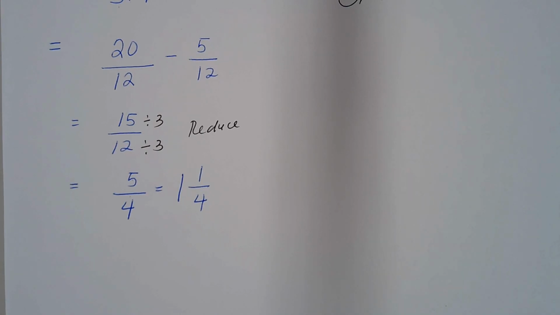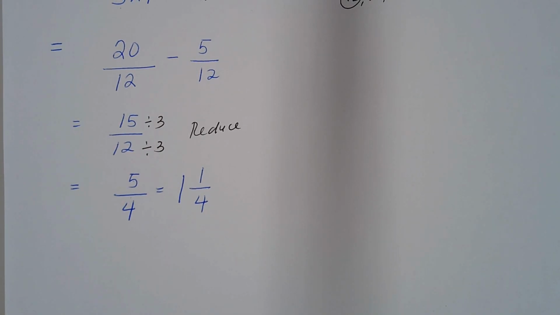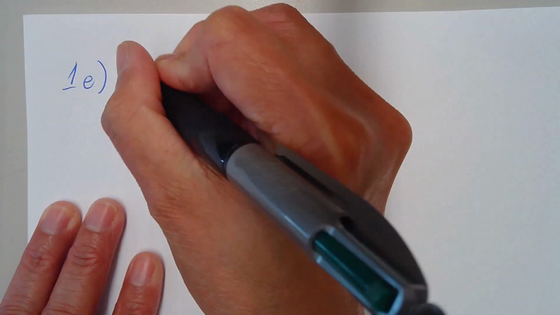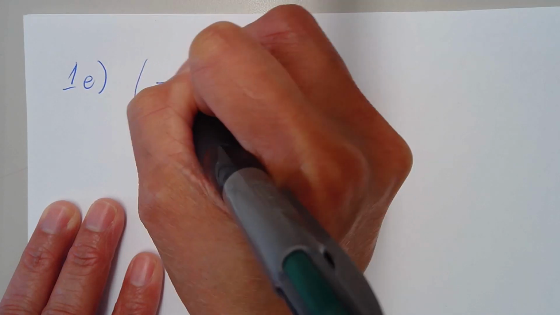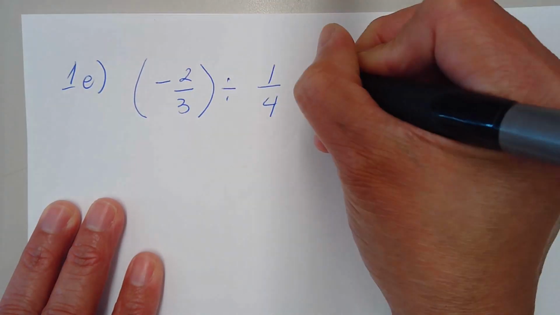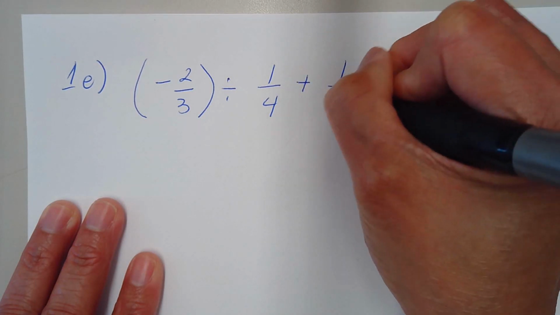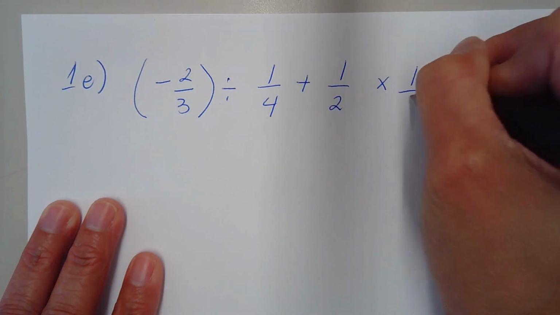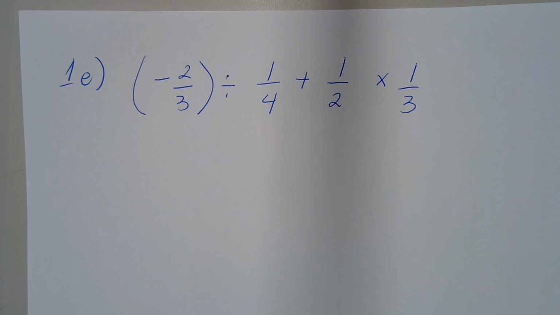You okay? Is it okay to do letter E now? Yeah? Let's do letter E. Number 1E. What does number 1E look like? Negative 2/3 divided by 1/4 plus 1/2 times 1/3. What are the operations that you see there?